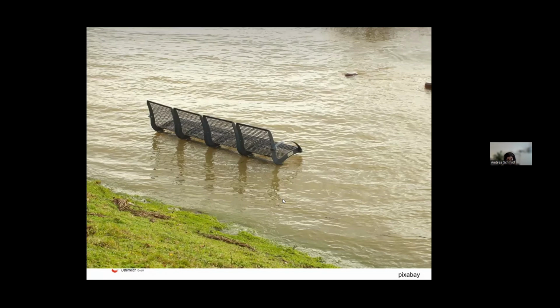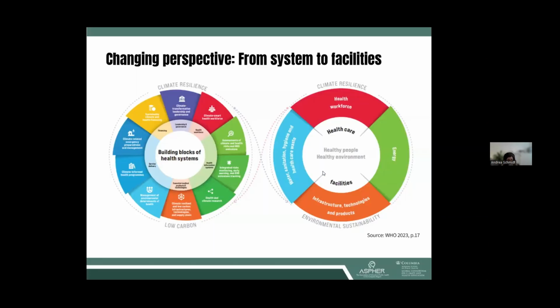Of course, we think about health facility climate resilience often in the context of acute events. But of course, it's important also to take into account the chronic burden that comes with climate resilience on our health systems that are already under stress, for example, because of staff shortages, poor job quality, etc. Now, the WHO changes the perspective from the system to the facility by including, in particular, the water, sanitation and hygiene and waste aspects, the infrastructure, technology and products, energy, and the health workforce. And we will take a look into some of these now very quickly at the end.